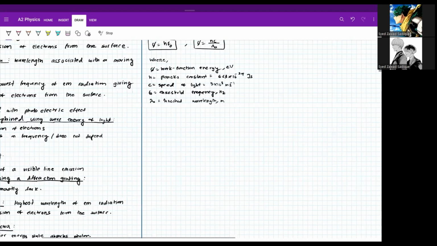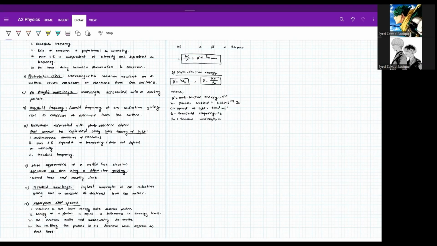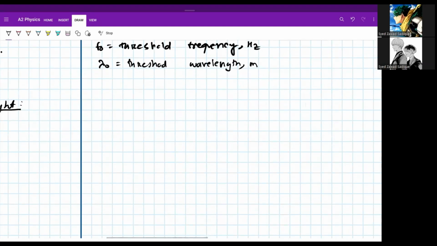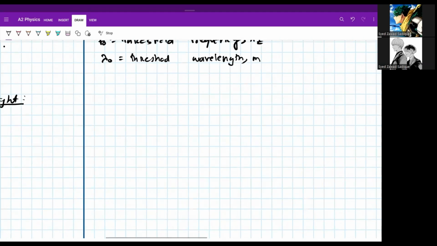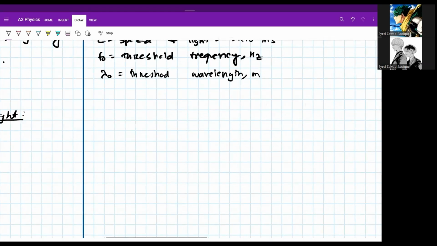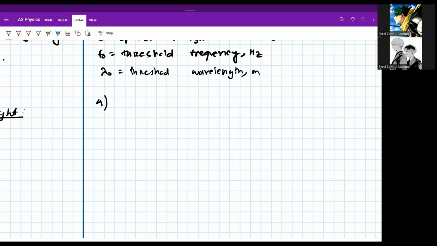What space do we have? I think we have space for two more concepts, then you have to switch to the right. Next concept is momentum of a photon.